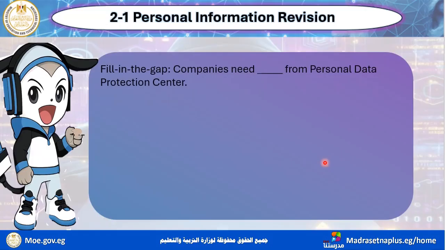Fill in the gap. Companies need from Personal Data Protection Center. So, companies need license from Personal Data Protection Center. They want the license to approve their information or their personal data, whether to use it or not to use it. So companies need the license from Personal Data Protection Center. So remember that it's the Personal Data Protection Center.